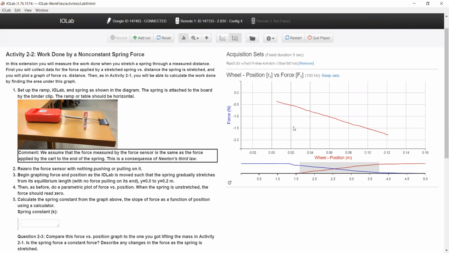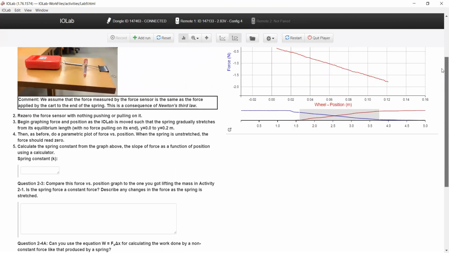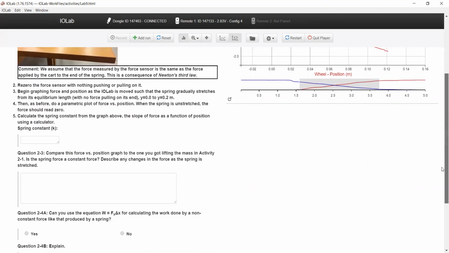So you can take a point here, measure the value of force and position here, then take another point, note down force and position here. Then F2 minus F1 over P2 minus P1, meaning force here minus force here divided by position here minus position here, will give you the slope. That's the string constant. Okay, you can do the calculation. Compare this position versus time to the one you got in the mass string, which was constant like a rectangle. It was a straight line in that case, but here it is a sloped line.